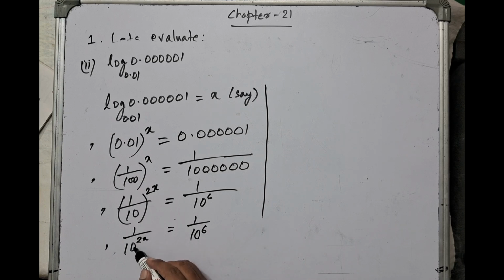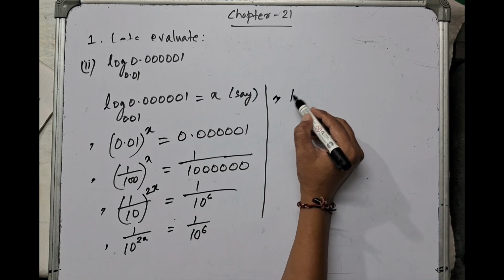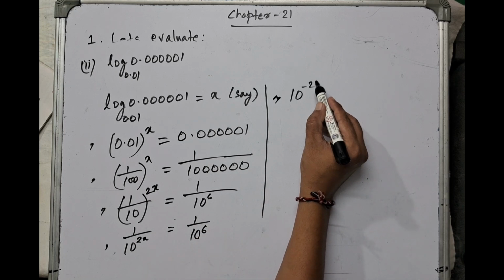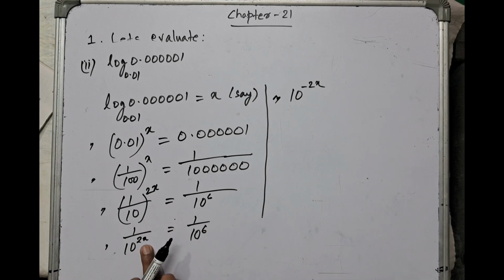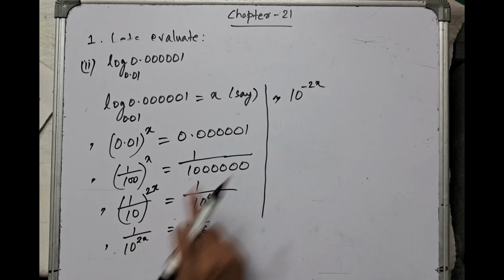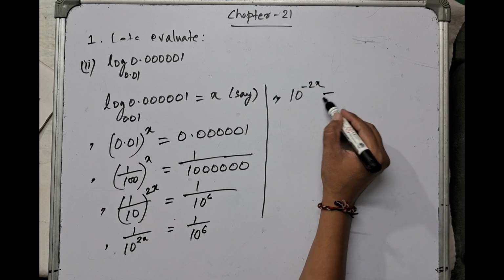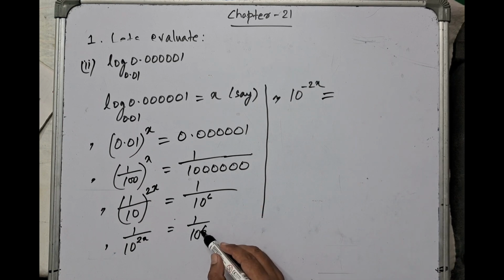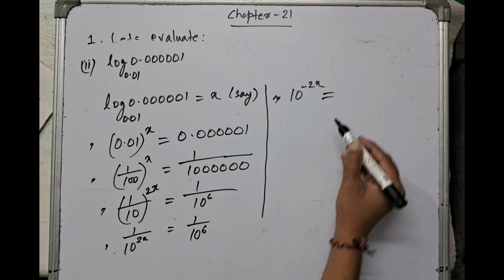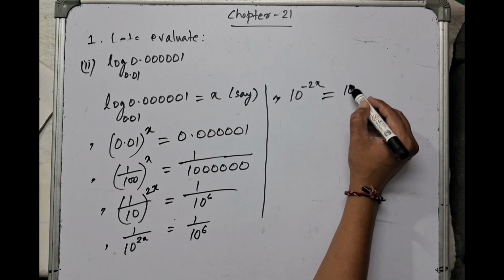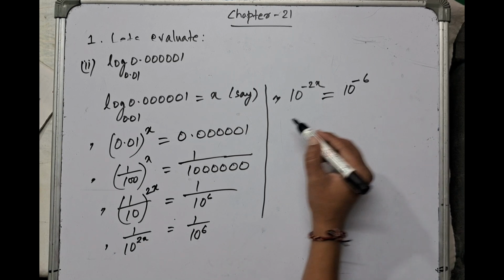So 1 upon 10 to the power 2x, we have the sign of power as positive in the denominator. Now if I take this number to the numerator, the sign of the power changes to negative, minus 2x. 10 to the power 2x becomes 10 to the power minus 2x, because this was in the denominator, I took the number to the numerator. Okay. Similarly, in the right hand side also, the sign of power is positive. If I take the number to the numerator, this becomes negative, 10 to the power minus 6.